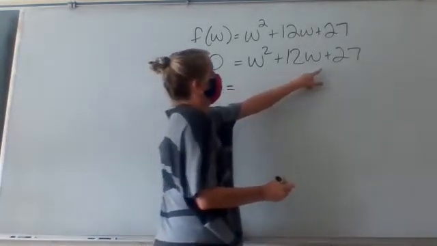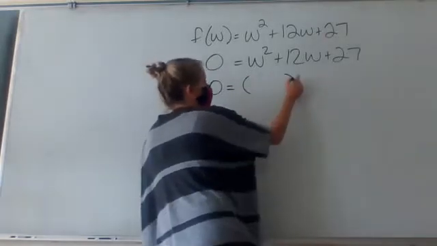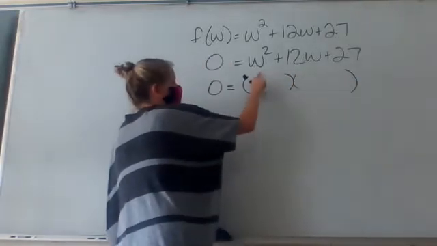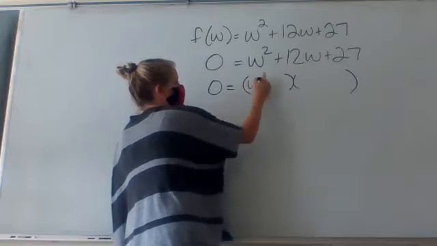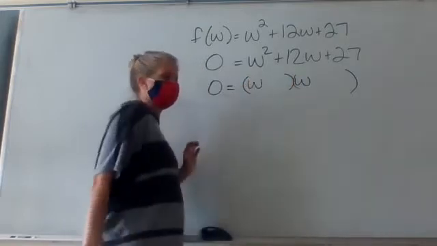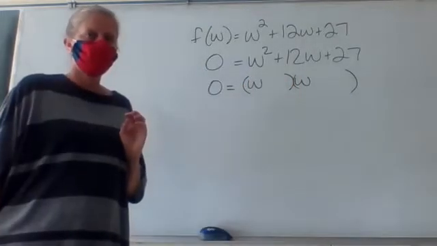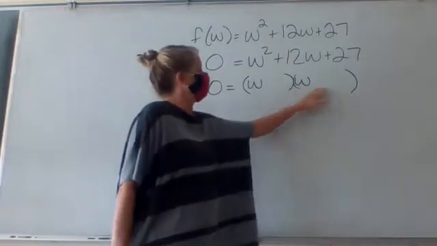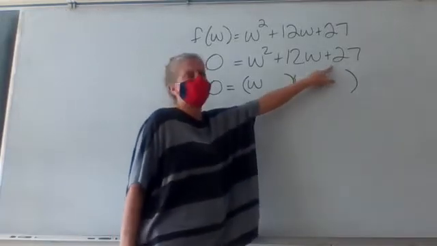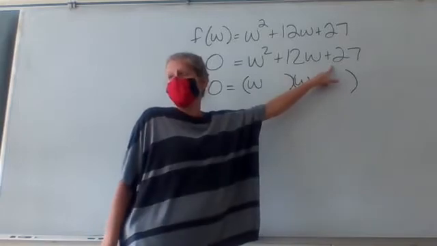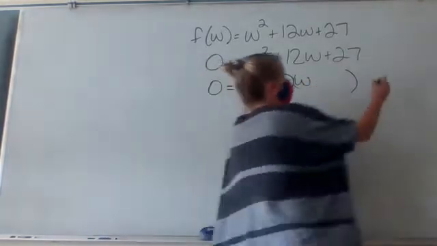Does this trinomial factor? Let's try it like we did the last one. Good news is it's just W squared, so W and W would equal W squared. Now remember how to fill in these back numbers. They have to multiply to equal the last term. So I'm multiplying to equal 27.